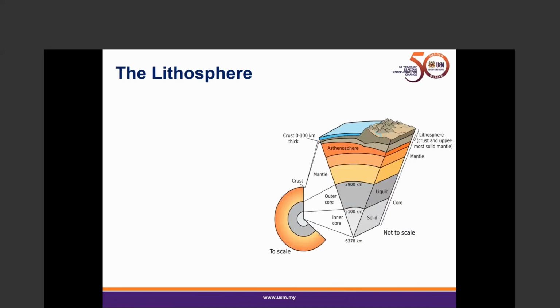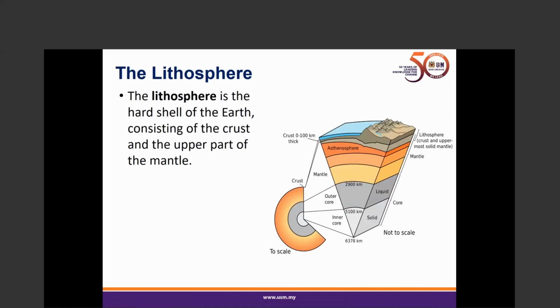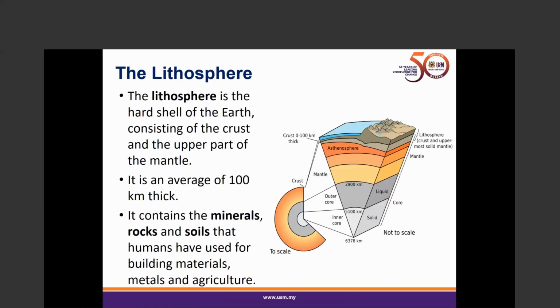Next is the lithosphere, which is sometimes also called the geosphere. The lithosphere is the hard shell of the earth consisting of the crust and the upper part of the mantle. It is an average of 100 kilometers thick. It contains the minerals, rocks, and soils that humans have used for building materials, metal, and agriculture.